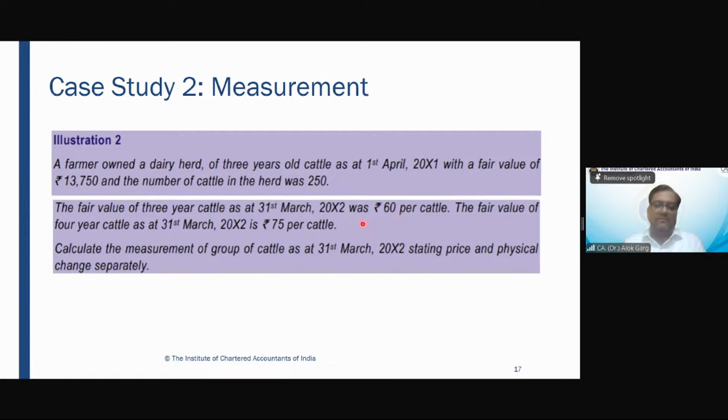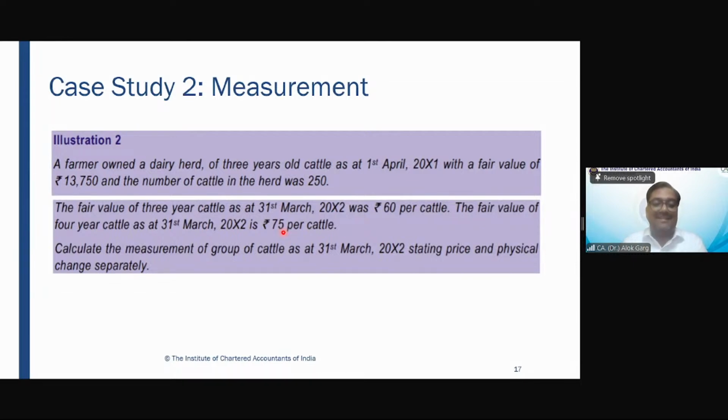Price change, right? Because the 3-year-old cattle price was 55, then 60. But is this cattle still 3-year-old, or has it become 4-year-old? It has become 4-year-old, so 75 is applicable. The fair value of 4-year cattle as on 31st March 2002 is 75 rupees per cattle. So tell me, what is the price change?